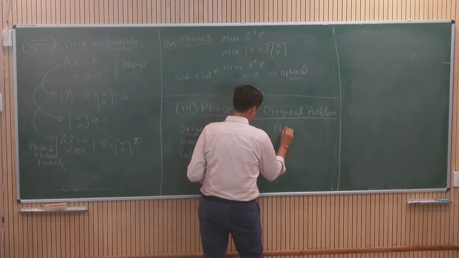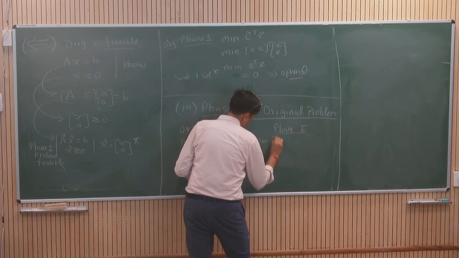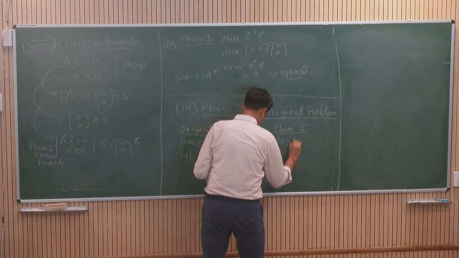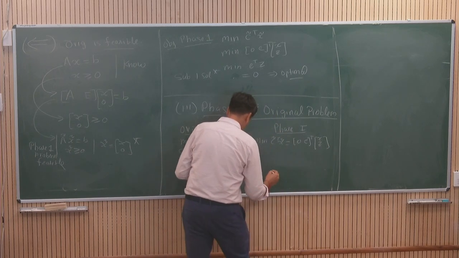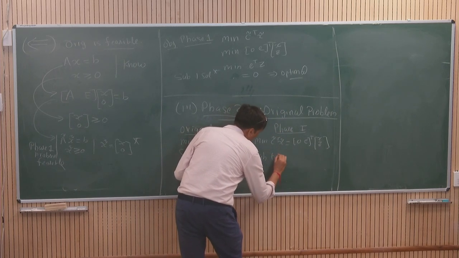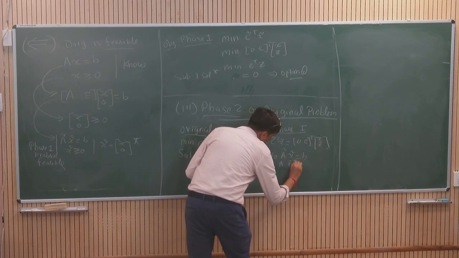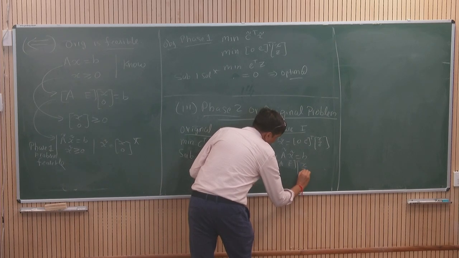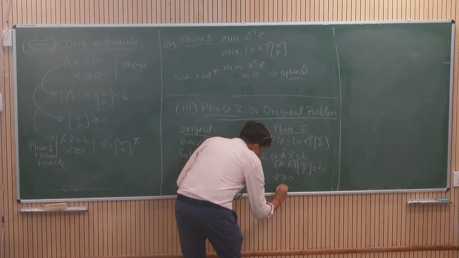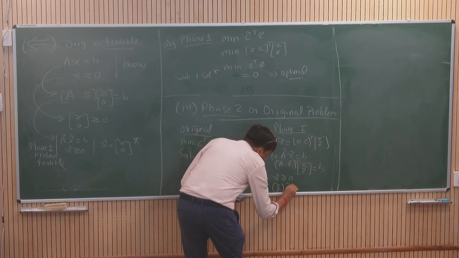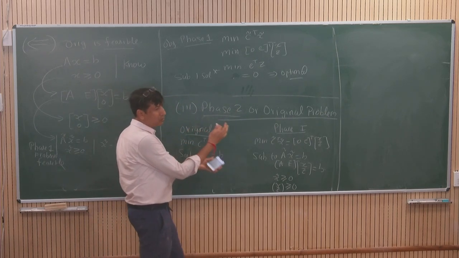And this is your phase 1 problem which you have solved. Minimize C tilde transpose X tilde, which is 0 and e transpose Z, subject to A tilde X tilde equal to B, or AX plus EZ equal to B, and you have X tilde greater than or equal to 0, or X and Z together greater than or equal to 0. Okay, so this was the original, this was the phase 1.